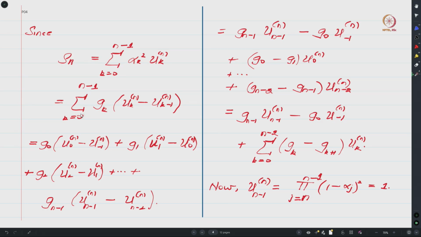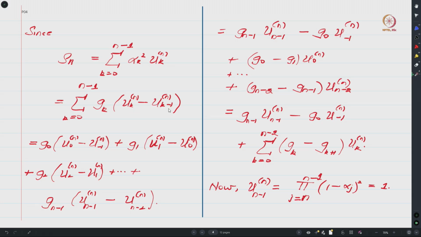So now let us substitute different values of k starting from k equals 0 over here. By substituting different values of k, the first term that we will end up with is g0 times u0n minus u minus 1n. The second term that we will have would be g1 times u1n minus u0n, all the way until the last term, which will be gn minus 1, obtained by substituting k equals n minus 1, times un minus 1n minus un minus 2n.